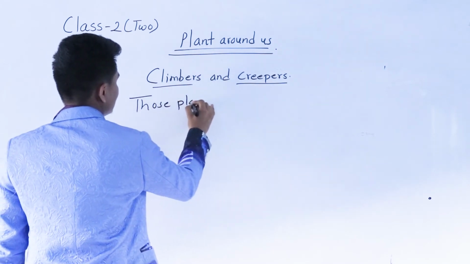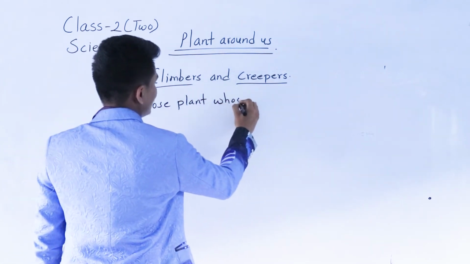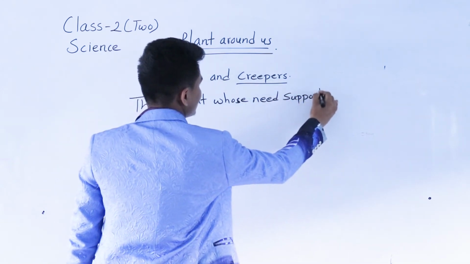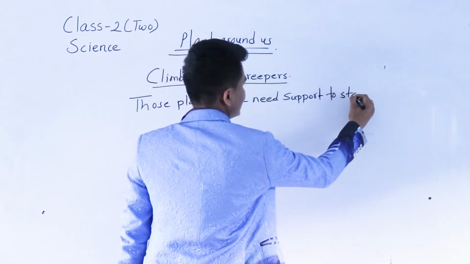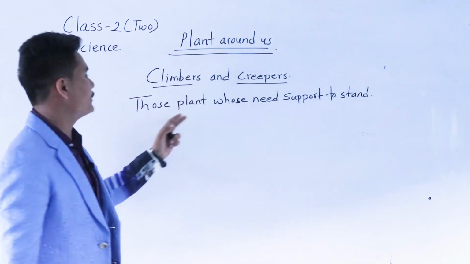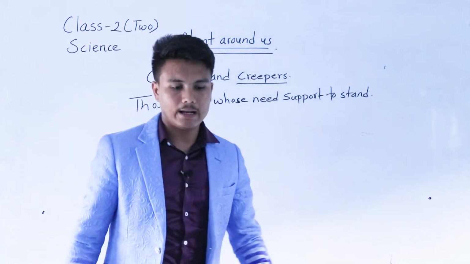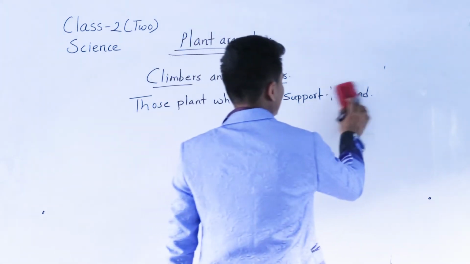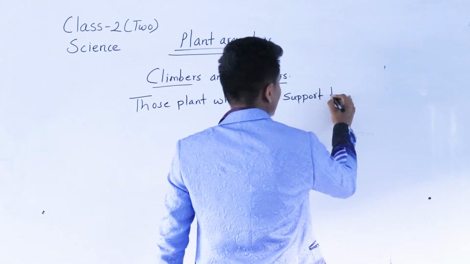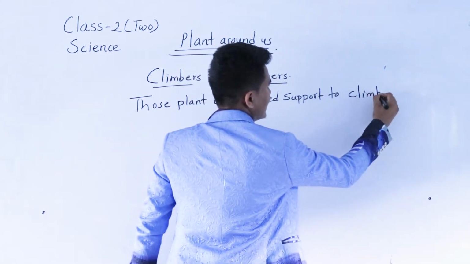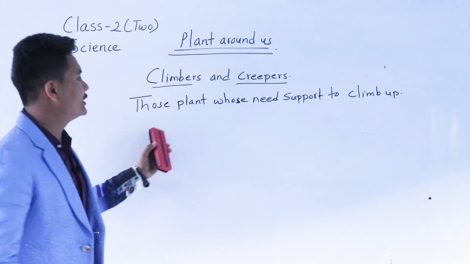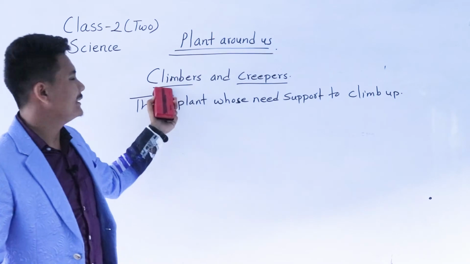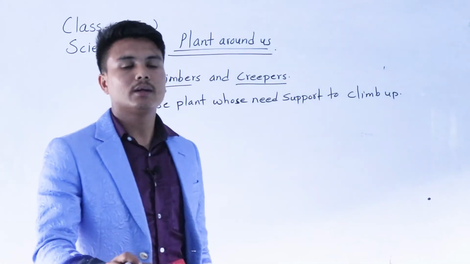Those plants which need support to stand, they are called what? They are called climbers. Instead of stand, you can write support to climb up. They need some support to climb up. That's why these plants are categorized into climbers.